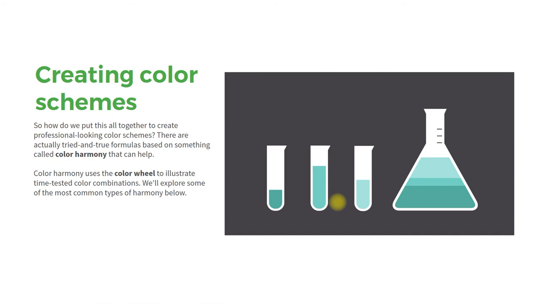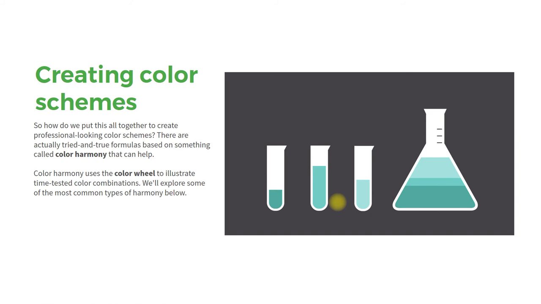They are actually tried and true formulas based on something called color harmony. Color harmony uses the color wheel to illustrate time tested color combinations. Whenever you are trying to create a color scheme for your design or your work, there's a term called color harmony. This allows us to select certain colors that work together. These time tested color combinations have been used over time and are tested and trusted.